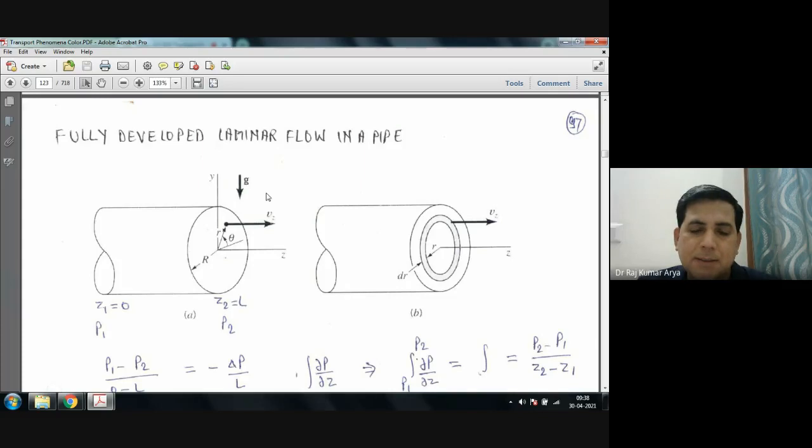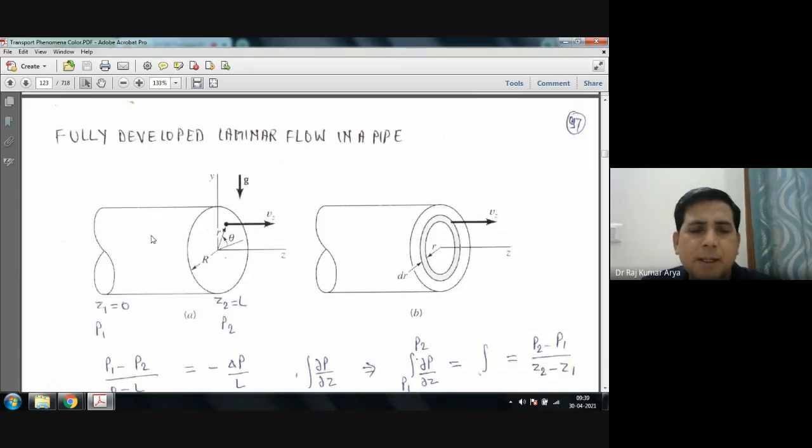So I'm just taking direct application of momentum equations and continuity equation in the cylindrical coordinate. So this is actually the problem here. We are taking the first case study. So you have the fluid inside this. This is the pipe actually.